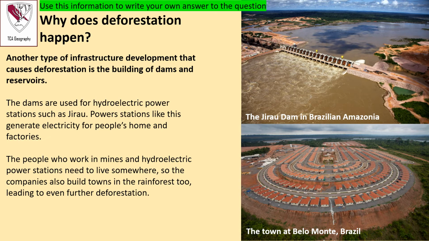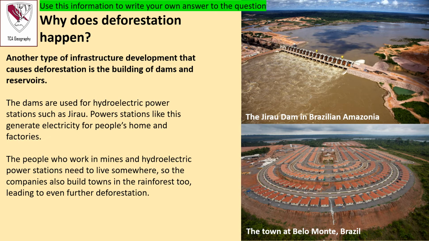Now, the people who work at these places, like the mines and the HEP stations, the hydroelectric power stations, they need to live somewhere, and this is miles away from anywhere. So people can't travel to and from work. They need to have a town nearby. Therefore, companies build towns in the rainforest too, like this town here at Belo Monte. That town is right next to another HEP station. Now this, of course, leads to even further deforestation.